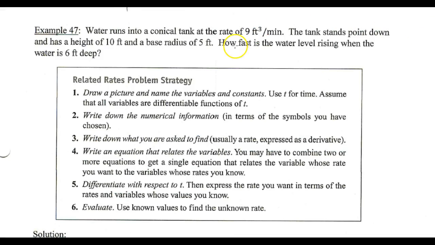The first example is example 47. Water runs into a conical tank at the rate of 9 cubic feet per minute. The tank stands point down and has a height of 10 feet and a base radius of 5 feet. How fast is the water level rising when the water is 6 feet deep? That means exactly at the moment when the water is 6 feet deep.